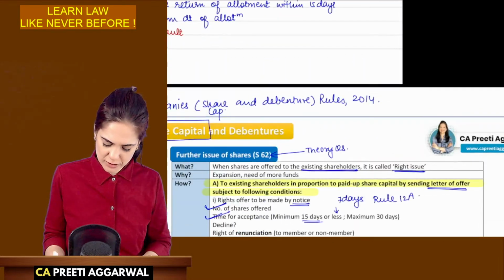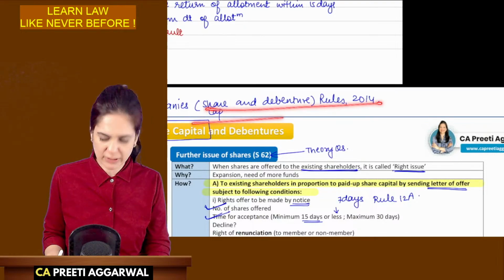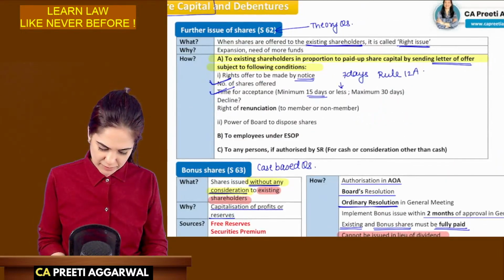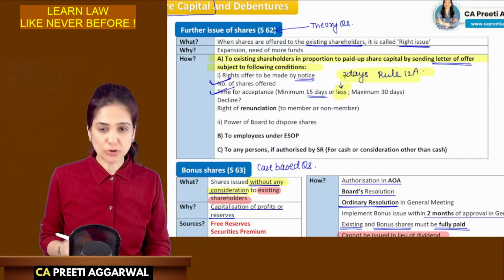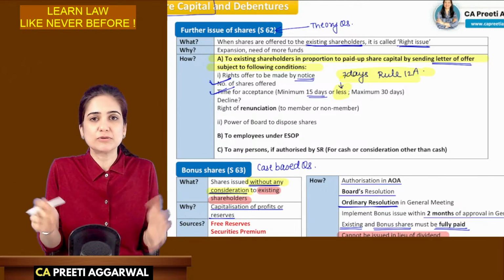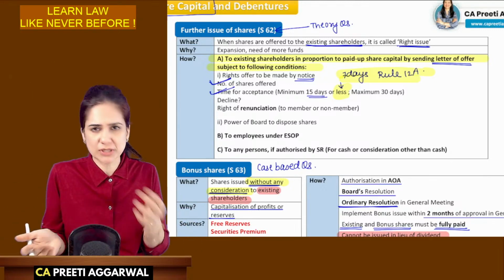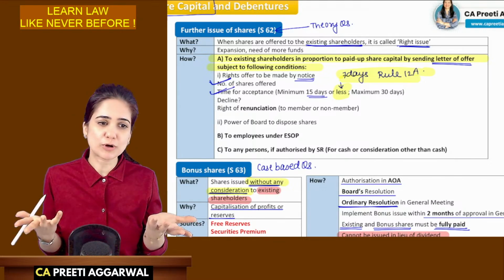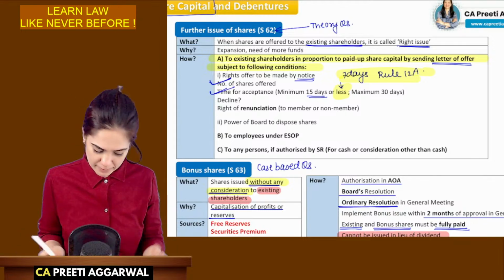Again, which 12A of what? Share Capital and Debenture Rules 2014. So 7 days is mentioned by rule 12A. They should also mention what if you decline. What will we do with these shares? If the existing shareholders don't buy, then what will the board of directors do? How will they offer it to the public?